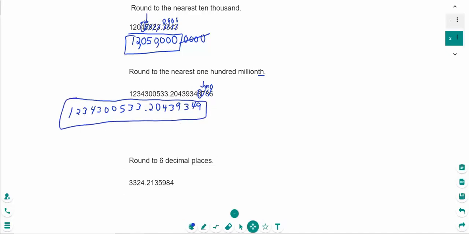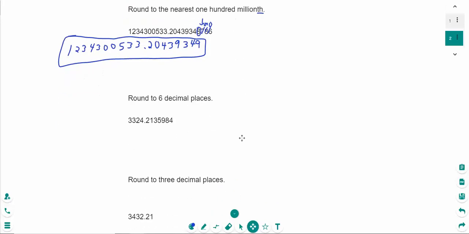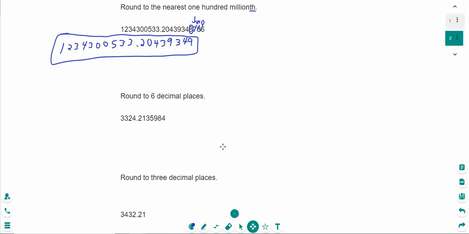Okay? Now, sometimes they won't give you the name of the house. Instead, it's often much easier to just give you how many decimal places they want. So they might say round to 6 decimal places. All right? So they're not giving you the name of the house. They're just telling you go to the 6th decimal place, and that's where you're going to round. So if we do that, we start at the decimal, and we go 6 places over. So 1, 2, 3, 4, 5, 6. The house in question is this 8 right here. That's the 6th decimal place. And that's what we want to round.